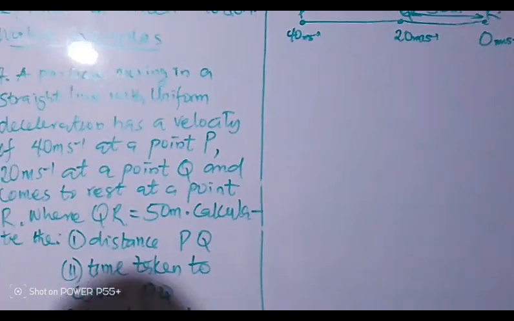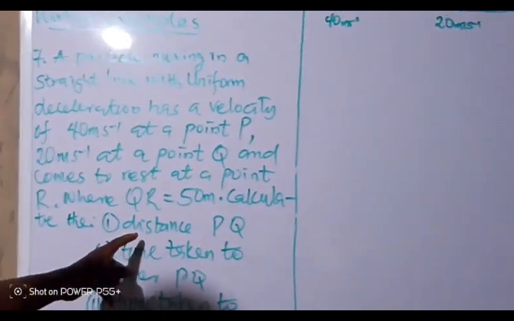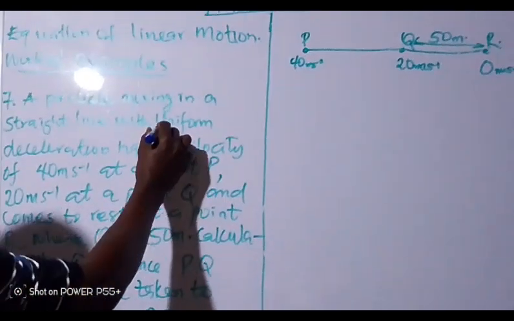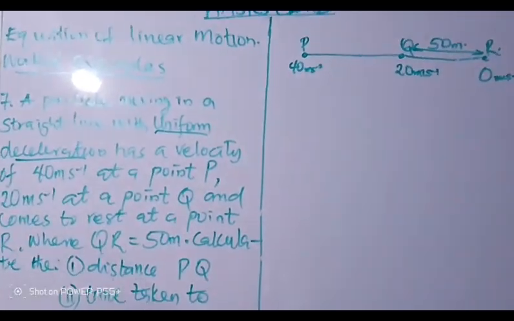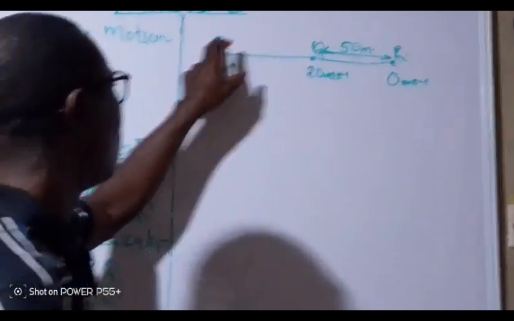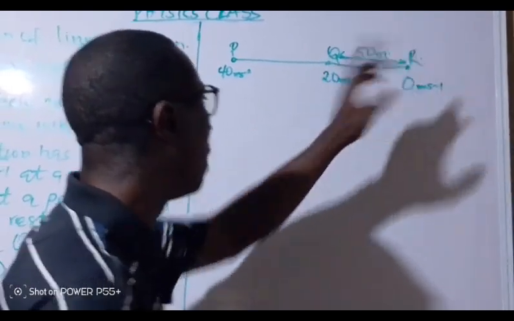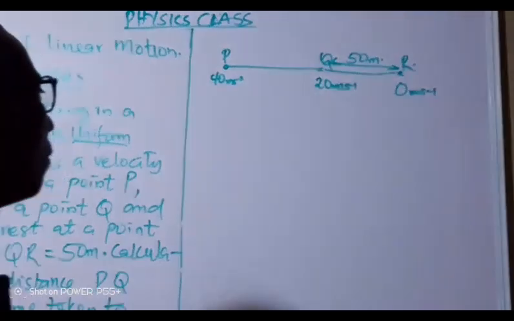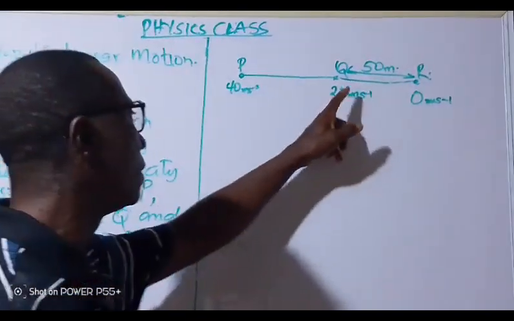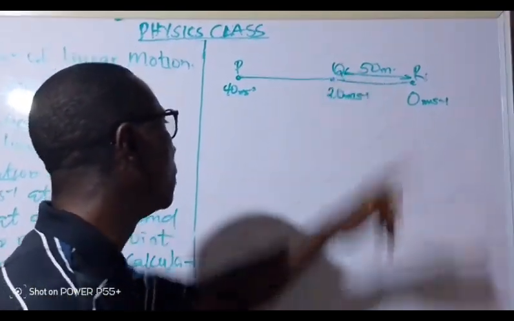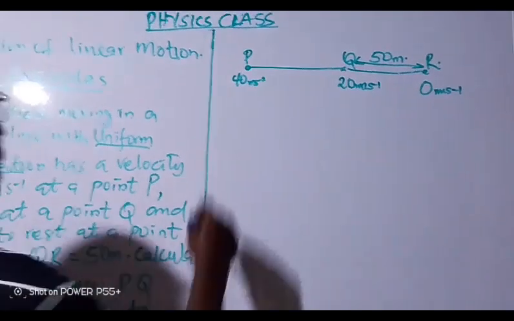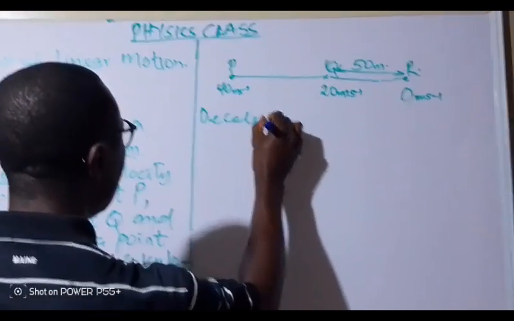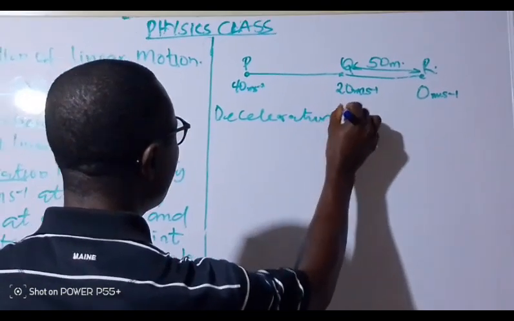Now, the first question says we should calculate the distance between PQ. Mind you, the question says uniform deceleration. So the deceleration from here to here and from here to here will be the same. Since we know the distance between QR, the first thing we need to calculate is the deceleration between QR.